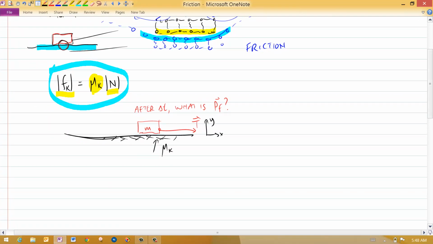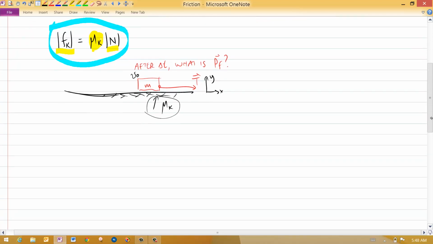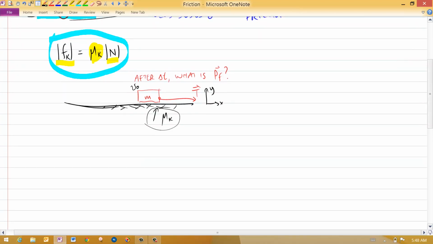So here's an object that has a mass m. Let's say it's got some initial velocity v0, and after a time delta t, I'm putting some force T on it. I want to know what its final momentum is. But the surface does have some real characteristics. This is now a friction surface, not a frictionless surface. So I'm going to take this problem and turn it into a problem-solving strategy.